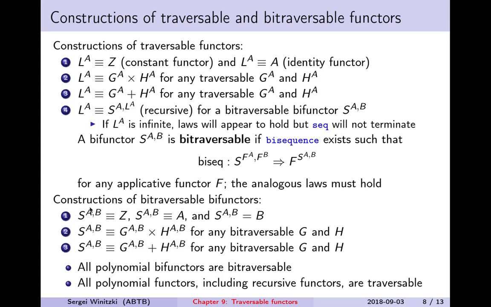And so it's clear that all polynomial functors with arbitrary recursion, so that it's a tree, for example, whose branches can be themselves lists, or you can have a list of branches or anything like that. All of that is traversable. So that's a major result of this consideration.